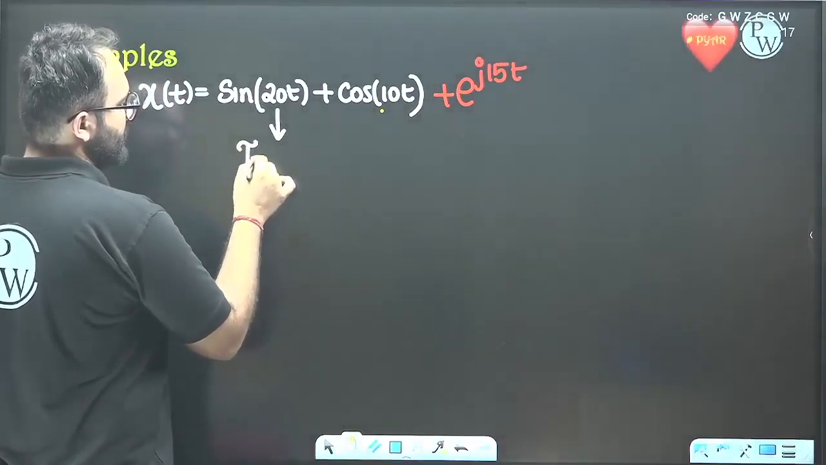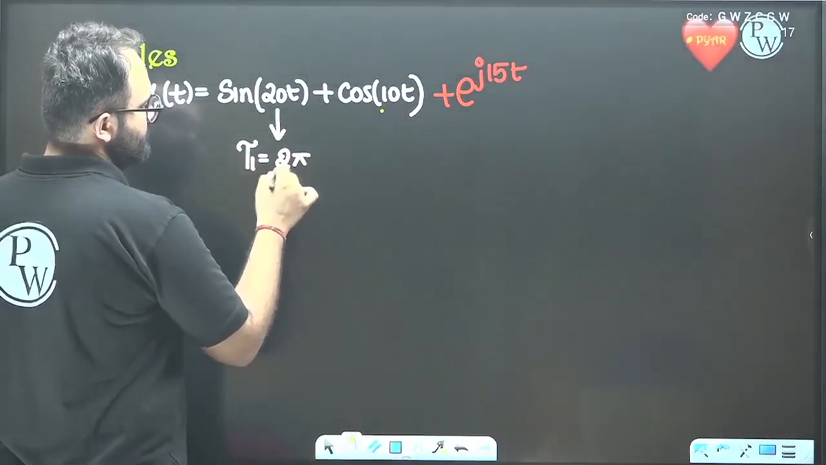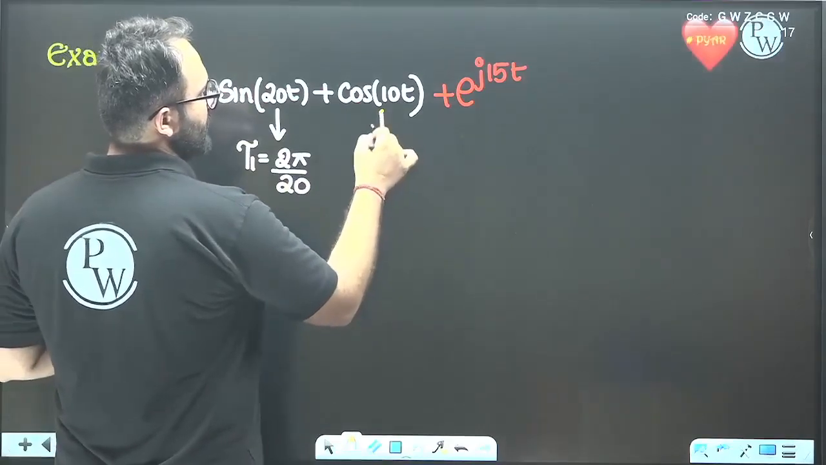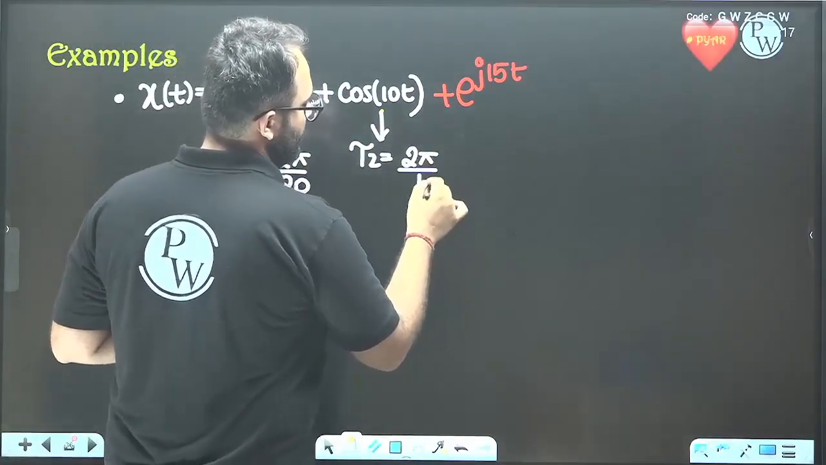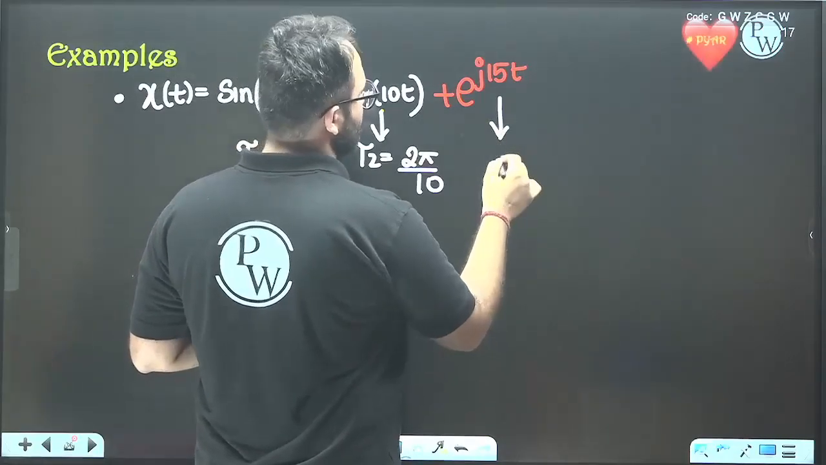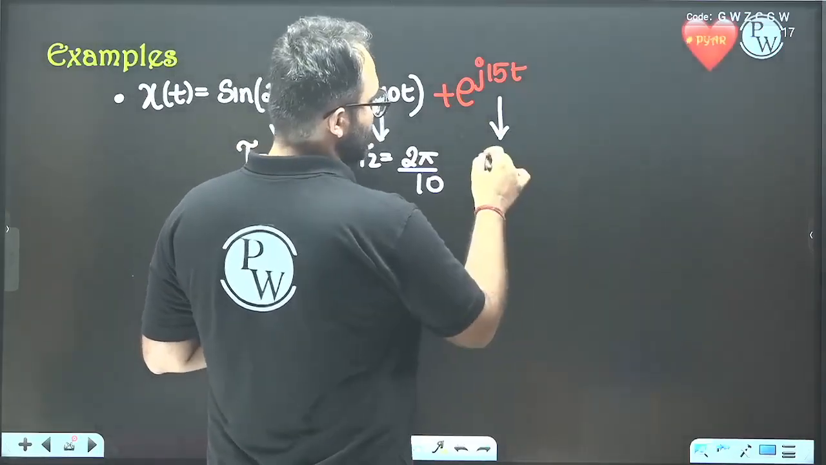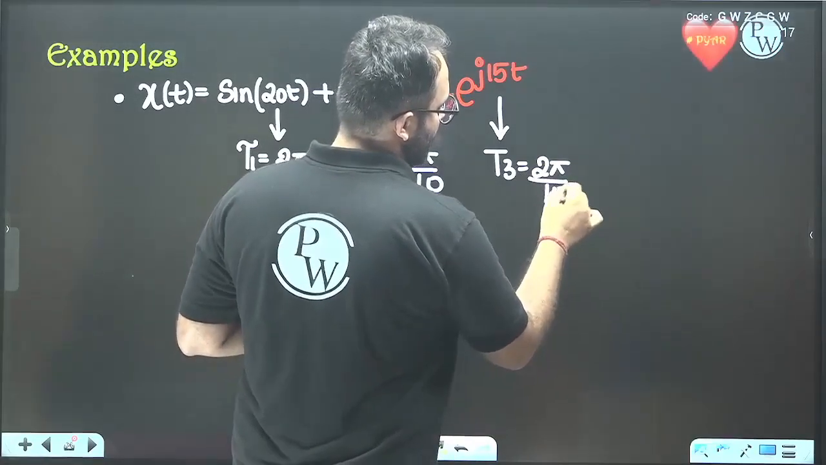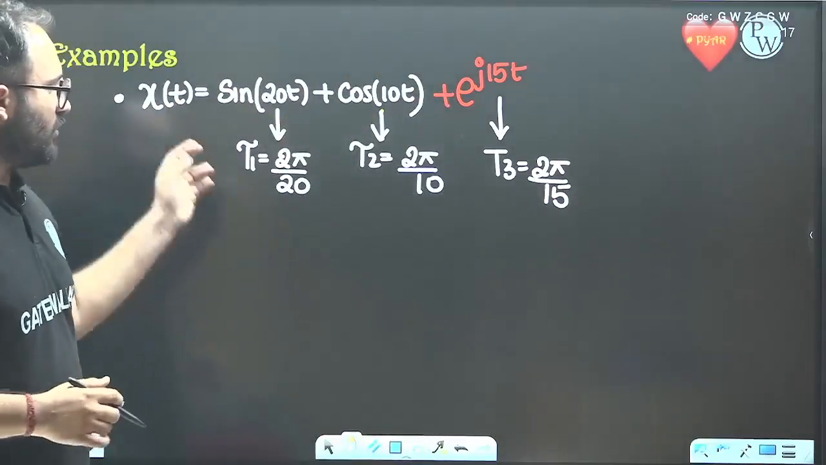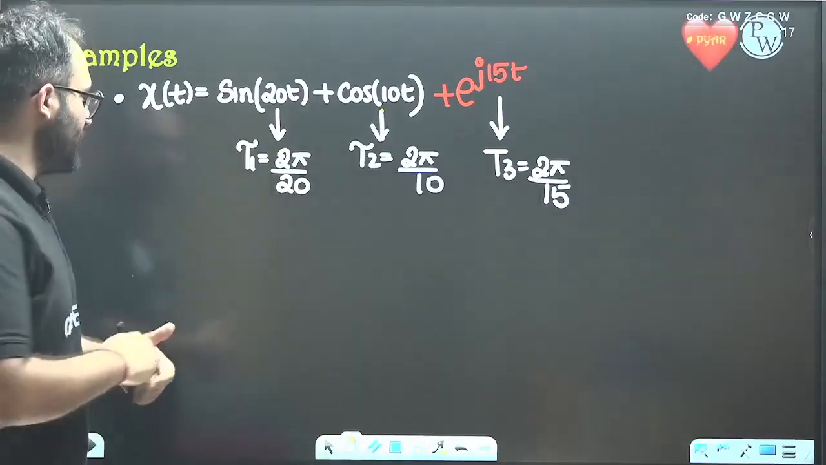T1 is 2 pi by 20. T2 is 2 pi by 10. T3 is equal to 2 pi by 15. Okay. All three are periodic. Now we have to find out the ratios.